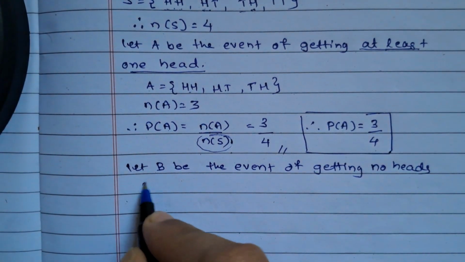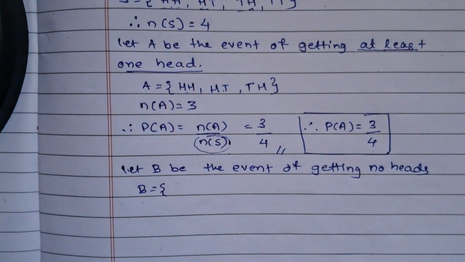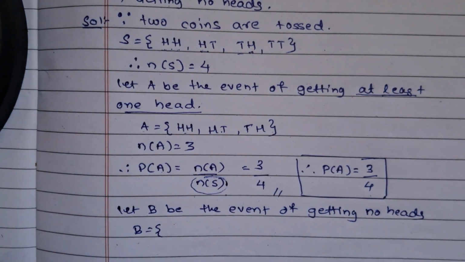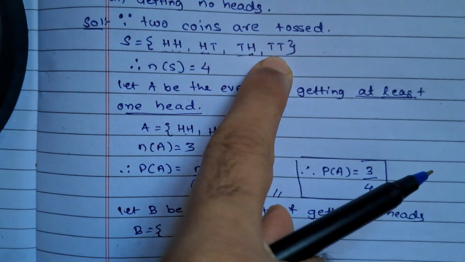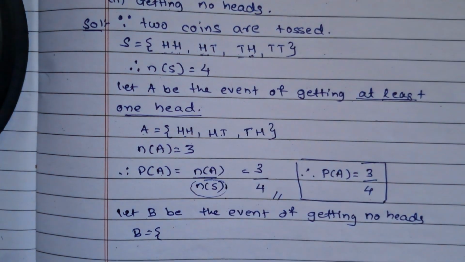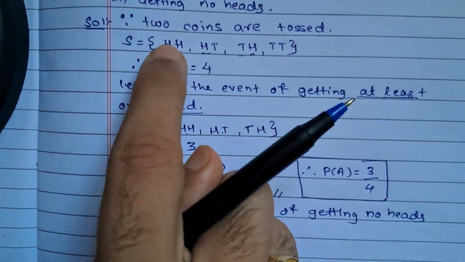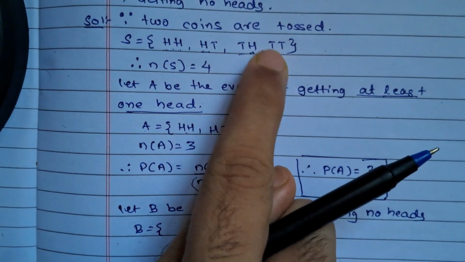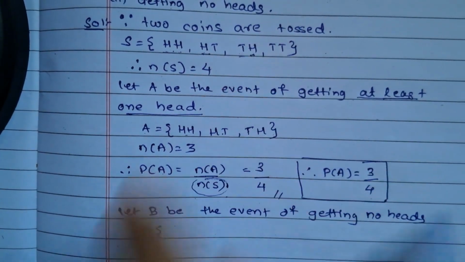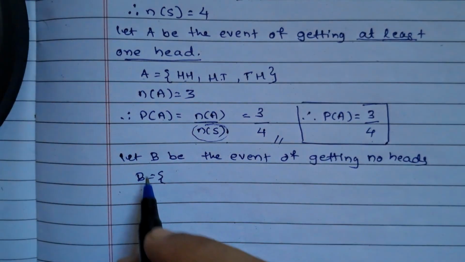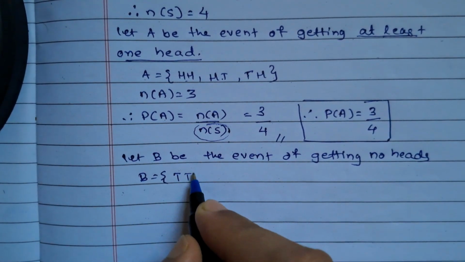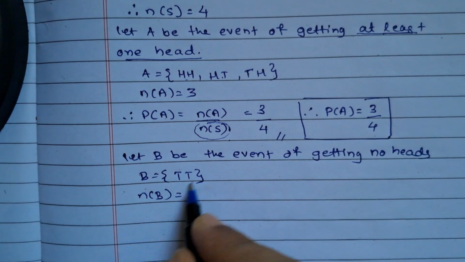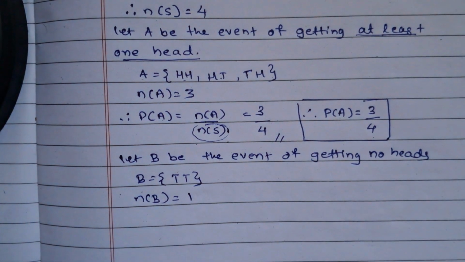Okay, and let us see what will be there in such an event. So when I say no head, which event contains no head out of these? This one, right? TT, this contains no head. Rest every possibility contains at least one head, right? So this is a possibility where there is no head coming up. So in this event I will just put TT, and n of B will be just one pair over here, right? So n of B is 1.